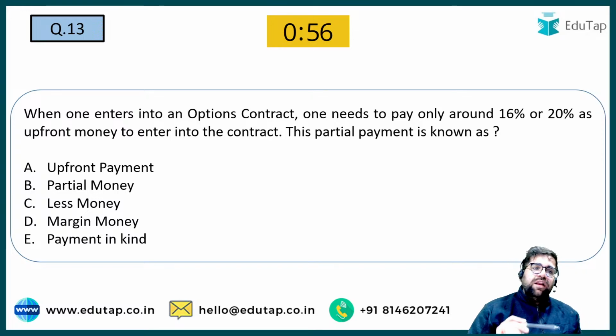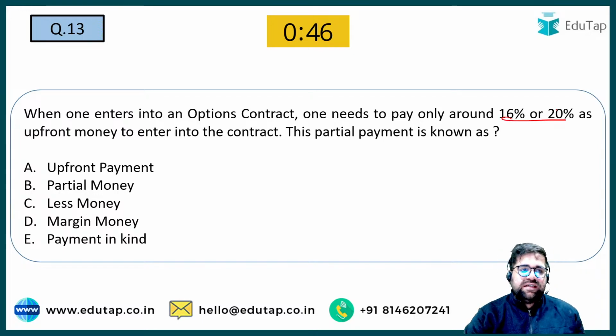When one enters into the option contract, when one party enters into the option contract, one needs to pay around only 16 to 20% as upfront money to enter into the contract.